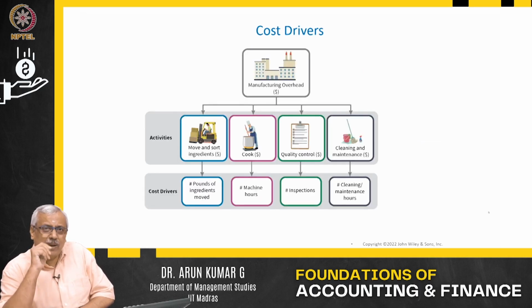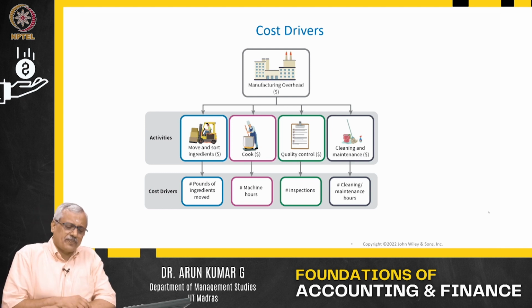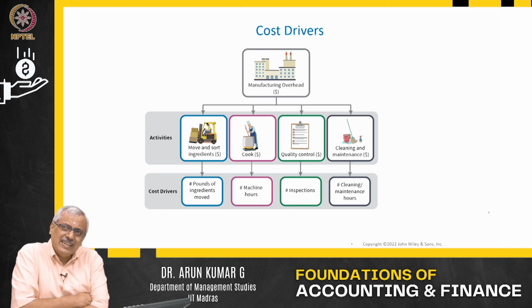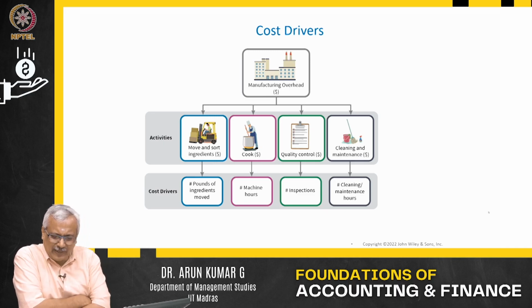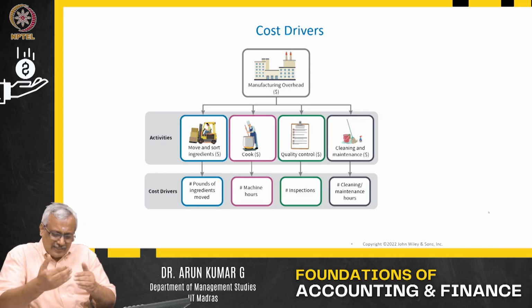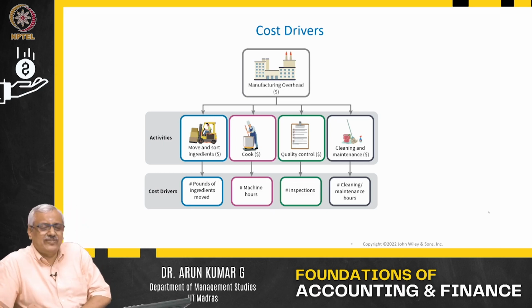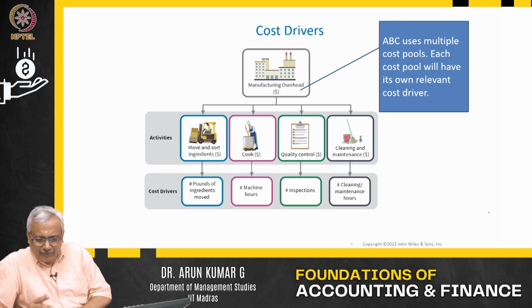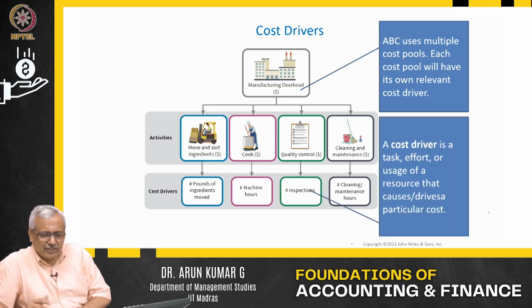Then further, these activity pools will identify the cost drivers. For example, when I say cooking, the number of machine hours; when I say quality, the number of inspections; when I say cleaning, the cleaning or maintenance hours, and so on. I go a step further in identifying the activity. I have also taken an example in this particular case, that it can use multiple cost pools and multiple cost drivers to take care of this particular allocation.